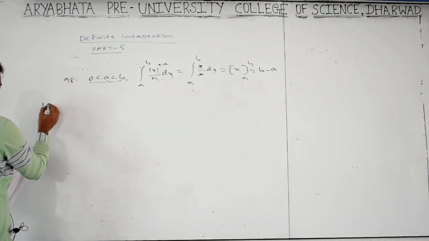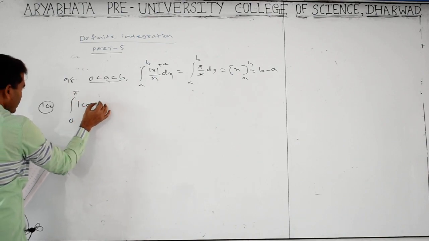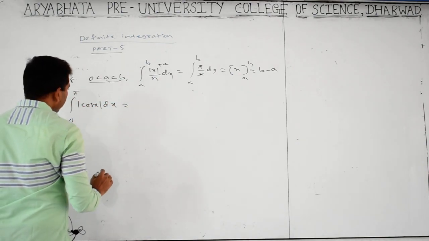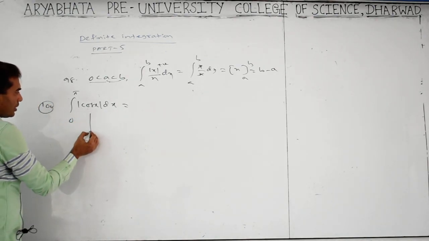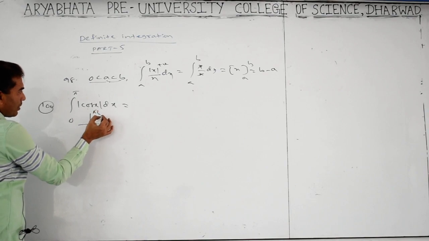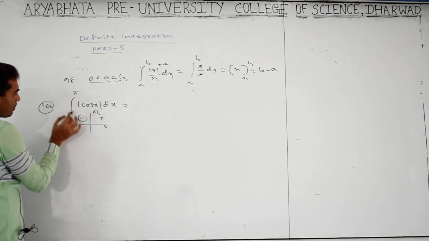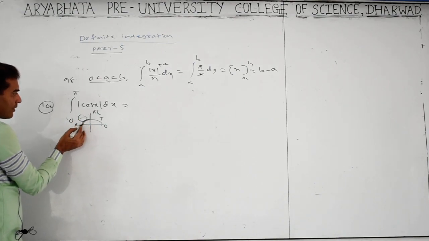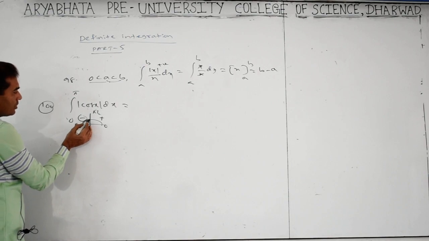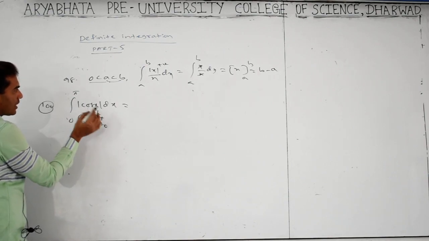And question number 100. Integration of 0 to pi mod of cos x dx. First we have to eliminate the mod. Cos is positive from 0 to 90 degrees and negative from 90 to 180. So in the interval 0 to pi, in some part it is positive, in some part it is negative. So we have to split into positive and negative parts and write that interval separately.